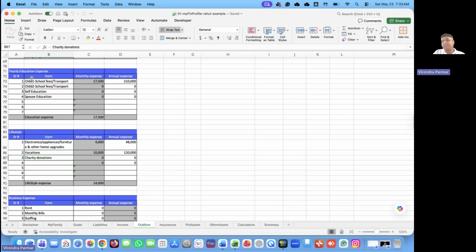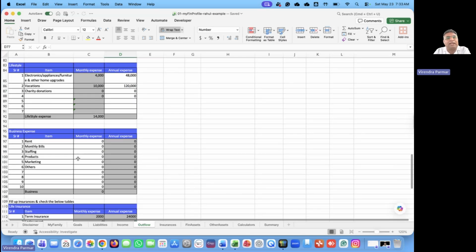Besides that, there's an education expense for kids, so that is put as a yearly one. In Bangalore, we mostly pay yearly, so that's why I've kept it here. But yeah, you can just capture what is the yearly amount, and it automatically calculates. It is for your kids, yourself, and even for your spouse. So that goes over here.